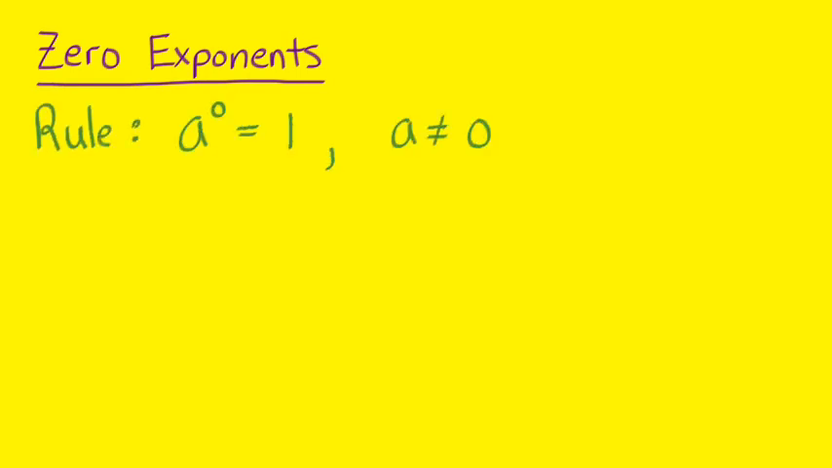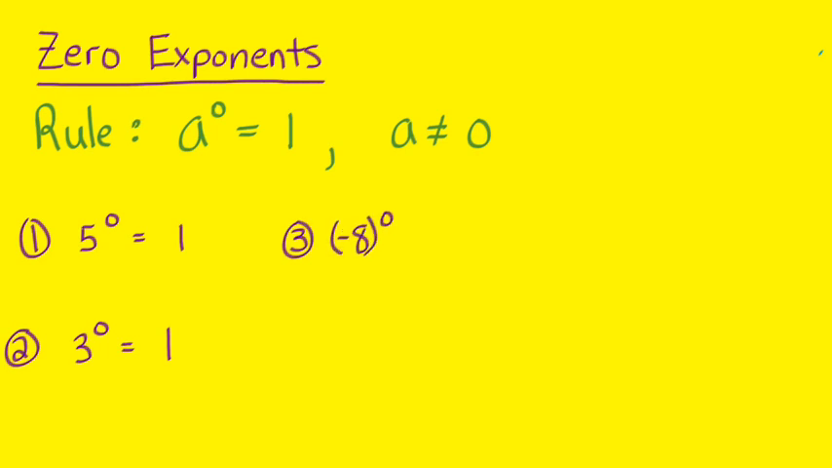The rule is that anything to the zero power is 1, except if the value was 0 to begin with. So if I have 5 to the 0 power, that's 1. 3 to the 0 power is 1. So negative 8 to the 0 power is still 1. Now, if I have negative 8 without parentheses to the 0 power, technically this is negative 1 times 8 to the 0 power. So it would be negative 1.